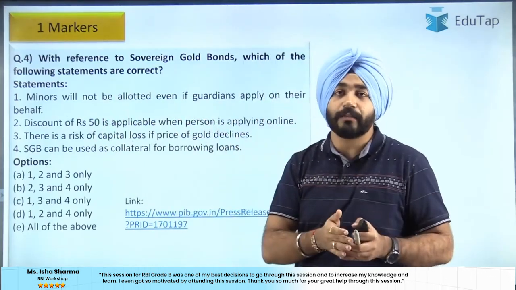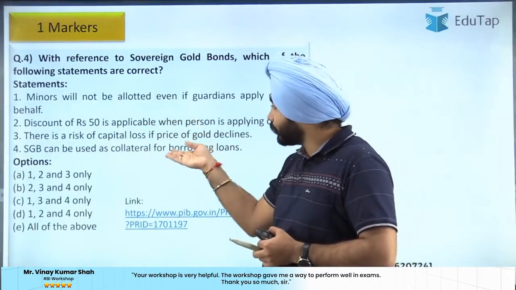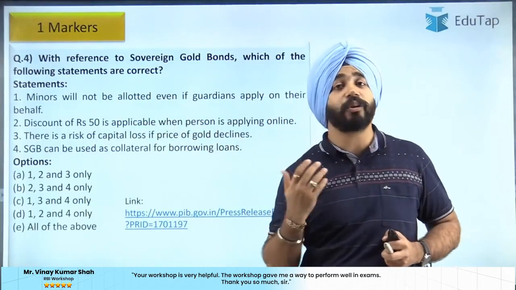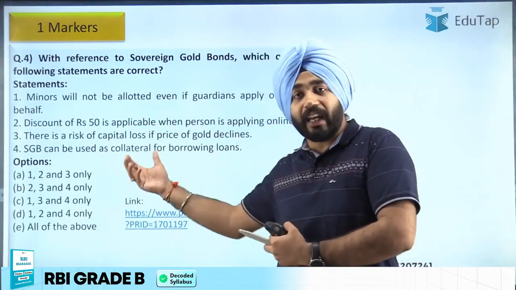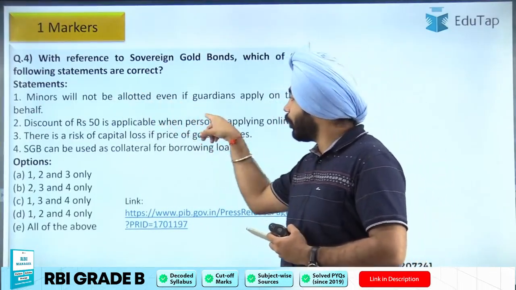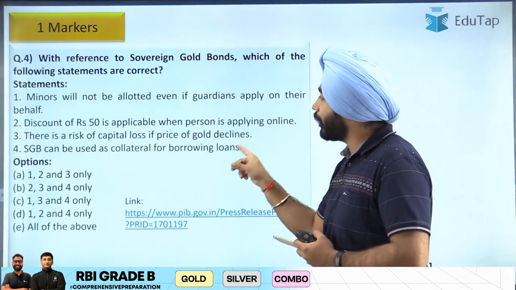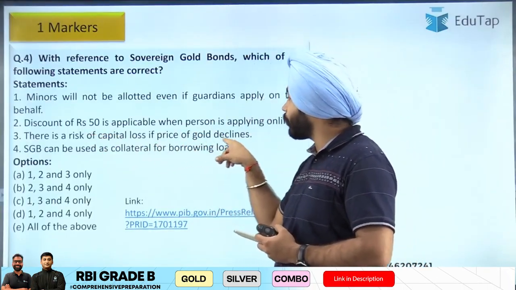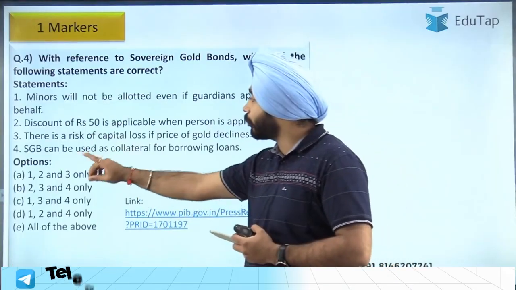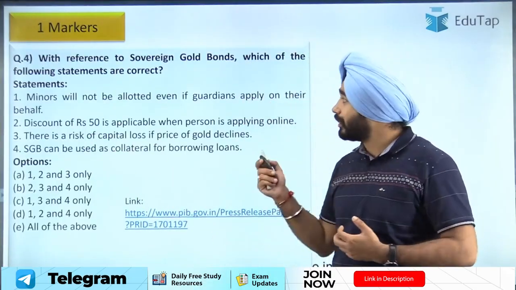So case study has been launched, but again अगर आप इन्हीं क्वेश्चन को ध्यान से देखोगे, if you analyze these questions, you will see that on a similar line the questions have been asked this year also. Same scheme, similar line of time, the question has been asked. Minors will not be allotted. Discount of ₹50 is applicable when a person is applying online. There is a risk of capital loss if the price of gold declines, and sovereign gold bonds can be used as collateral for borrowing loans. So these are the 4 statements.